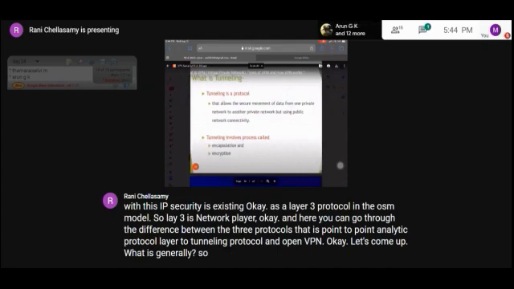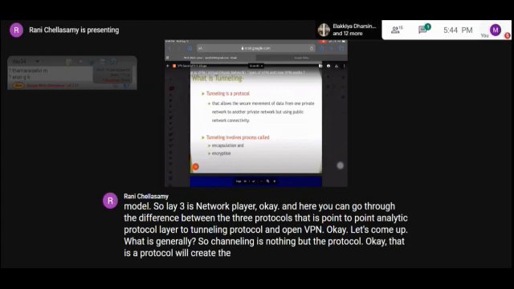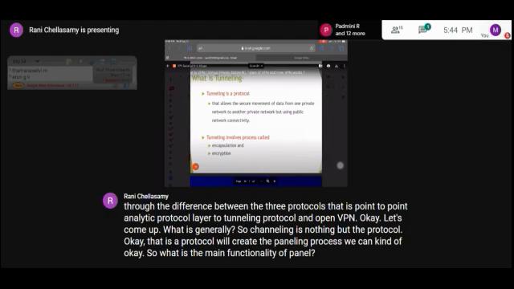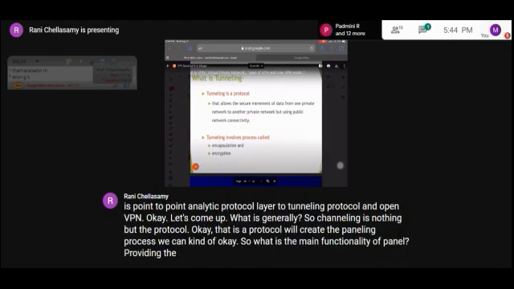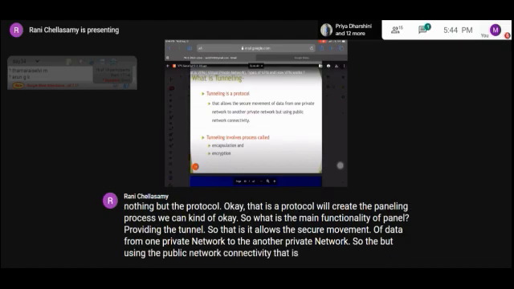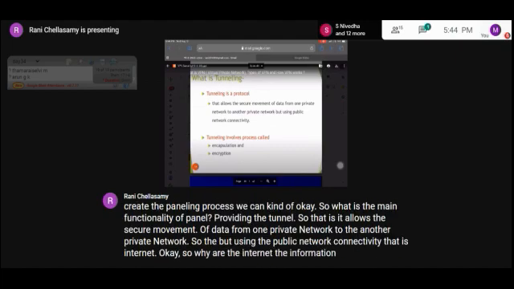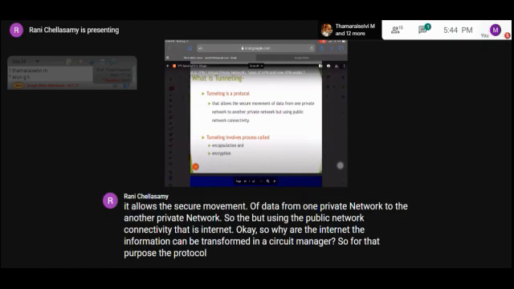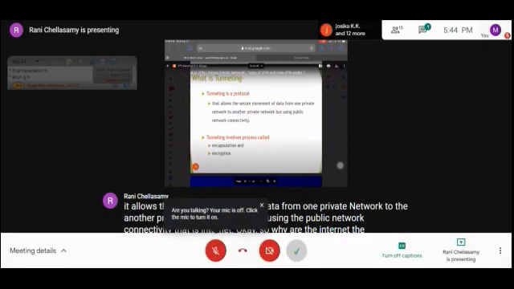Okay, so tunneling is nothing but the protocol. That protocol will create the tunneling process, the VPN tunnel. So what is the main functionality of a tunnel? Providing the tunnel. It allows the secure movement of data from one private network to another private network, but using the public network connectivity, that is the internet. So via the internet, the information can be transferred in a secure manner. For that purpose, the protocol will create the tunnel.